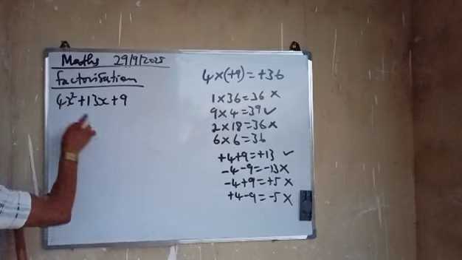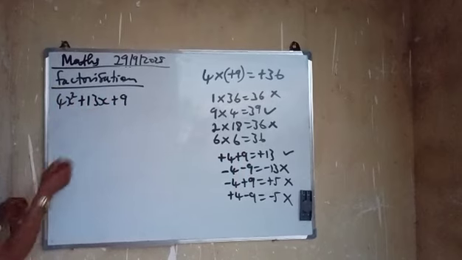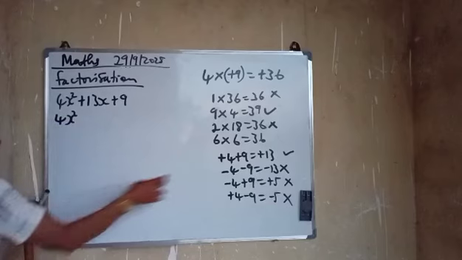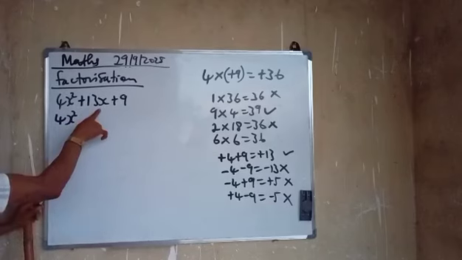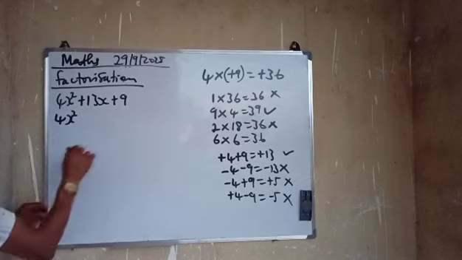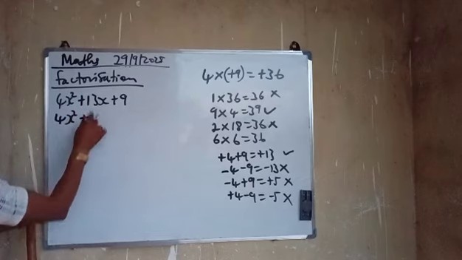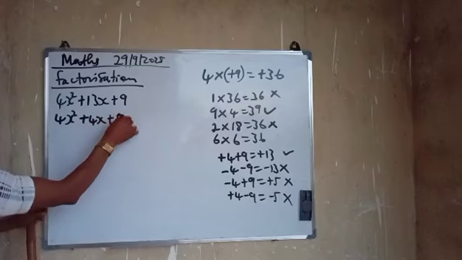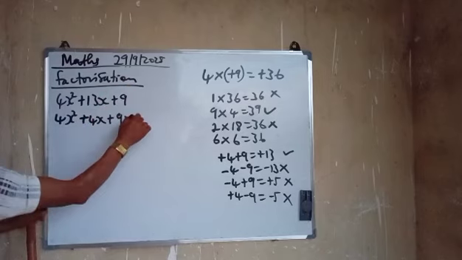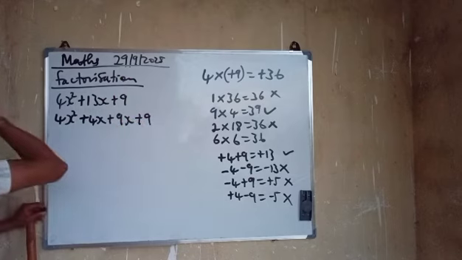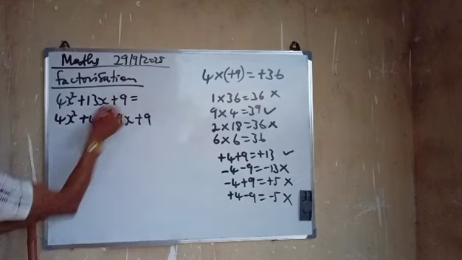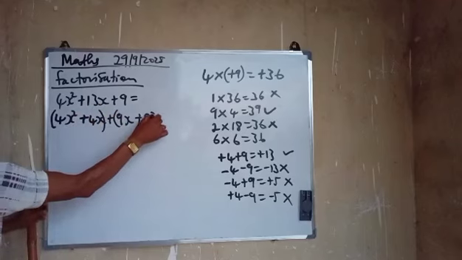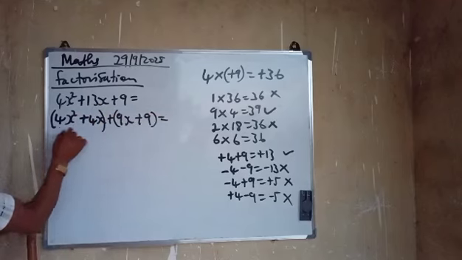Good. We now use it to replace the coefficient of this middle term. We now have 4x squared, and the 4 and 9 coming in to replace 13, we now have plus 4x, then plus 9x. We now bring down this 9. Then the next step is to enclose them in two brackets. After enclosing, we factorize.